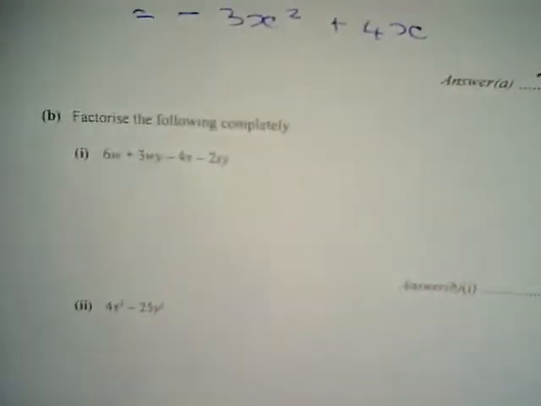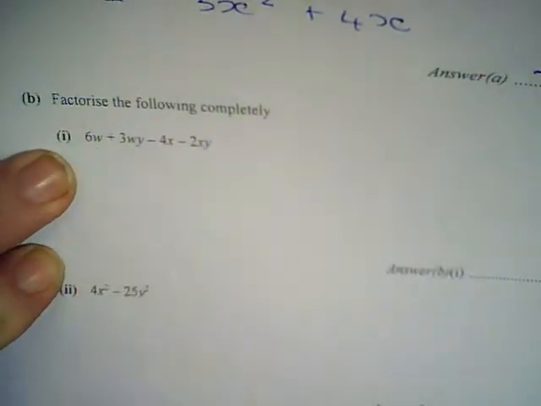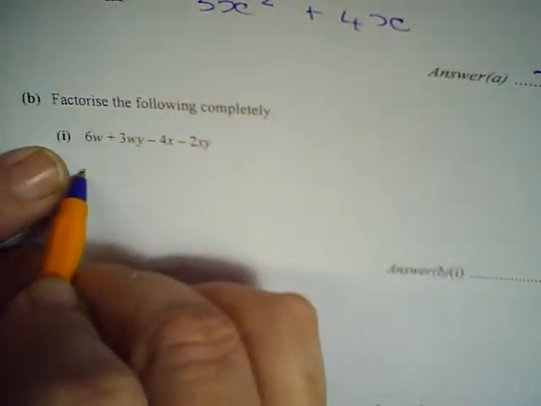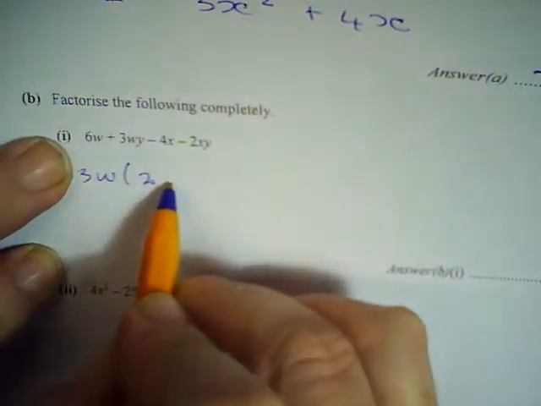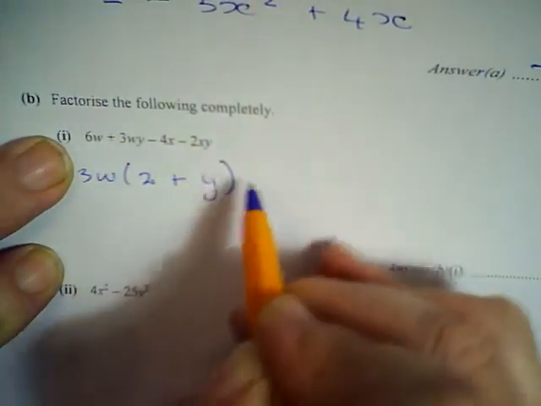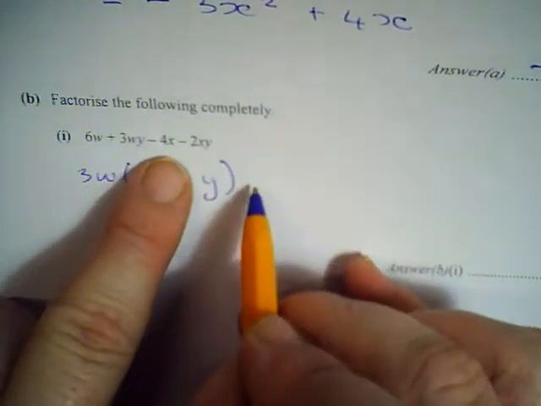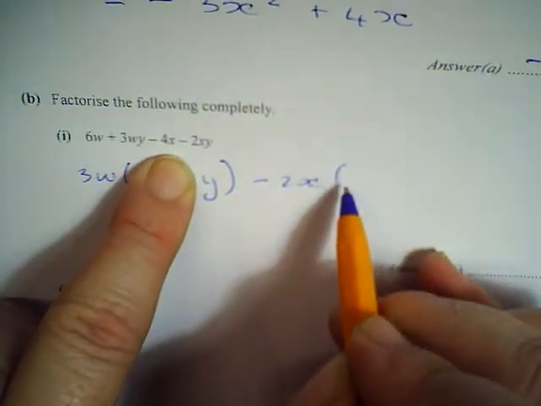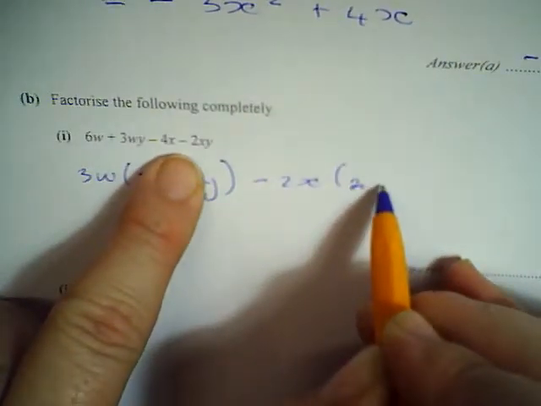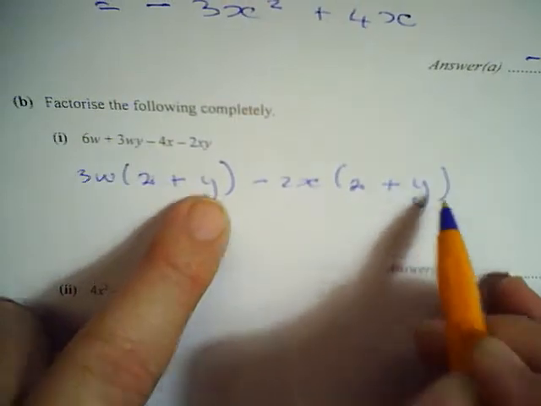Factorize this completely. Okay, so here we have 6w plus 3wy. I can see that I can factor out 3w. That will leave 2 plus y. Now I can factor out a negative 2x. So negative 2x, what will be left? I would have 2, a negative times a positive is a negative, so plus y.